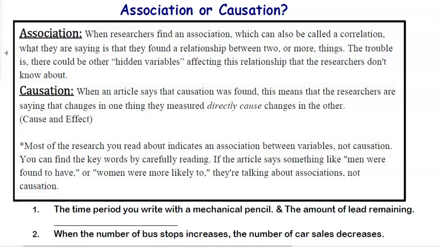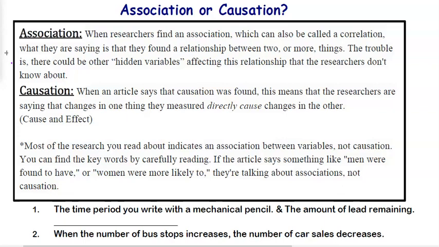Association or causation. Association is when researchers find an association, which could be called a correlation. What they are saying is that they found a relationship between two or more things. The trouble is there could be other hidden variables affecting this relationship that the researchers don't know about.